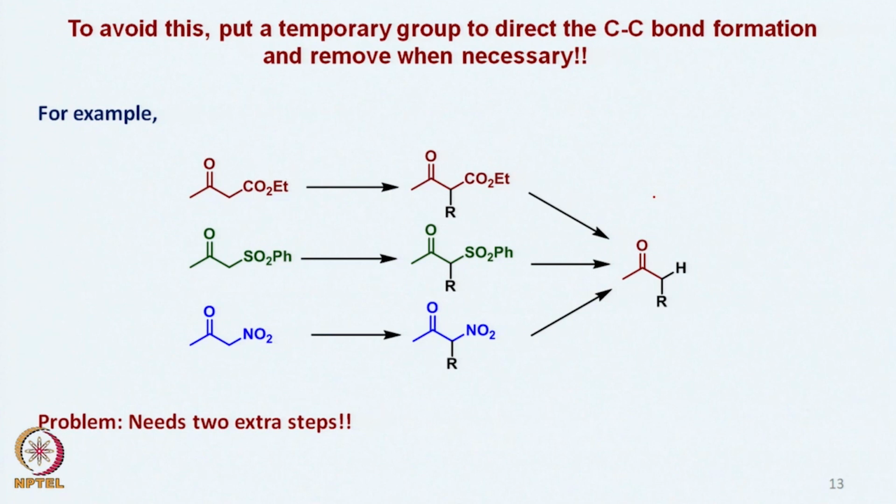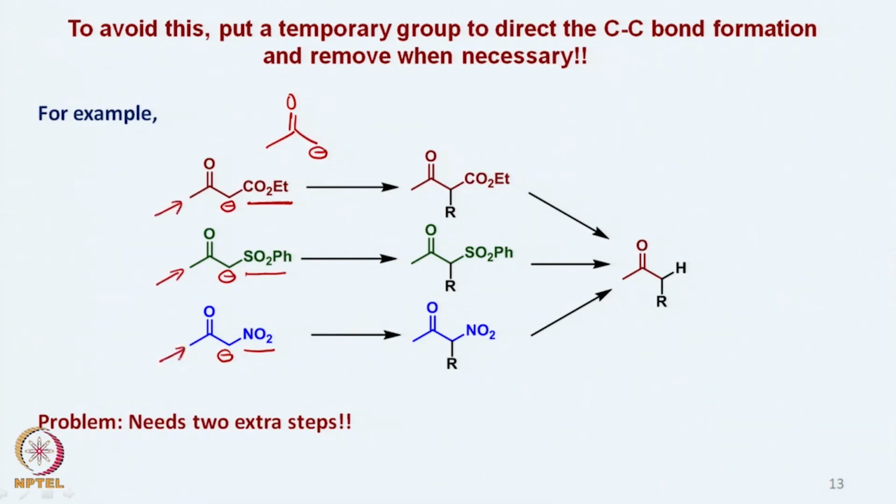Now to avoid this, we can temporarily put a group to allow C-C bond formation to take place. Suppose we want C-C bond formation to take place onto this carbon here, and therefore we put an extra ester group here, or we can even put a sulfonyl group here, or we can put a nitro group here. So basically these ester, sulfonyl and nitro groups increase the acidity of the hydrogens which are present, and thus formation of an anion is much more easy onto these carbons rather than onto these carbons.